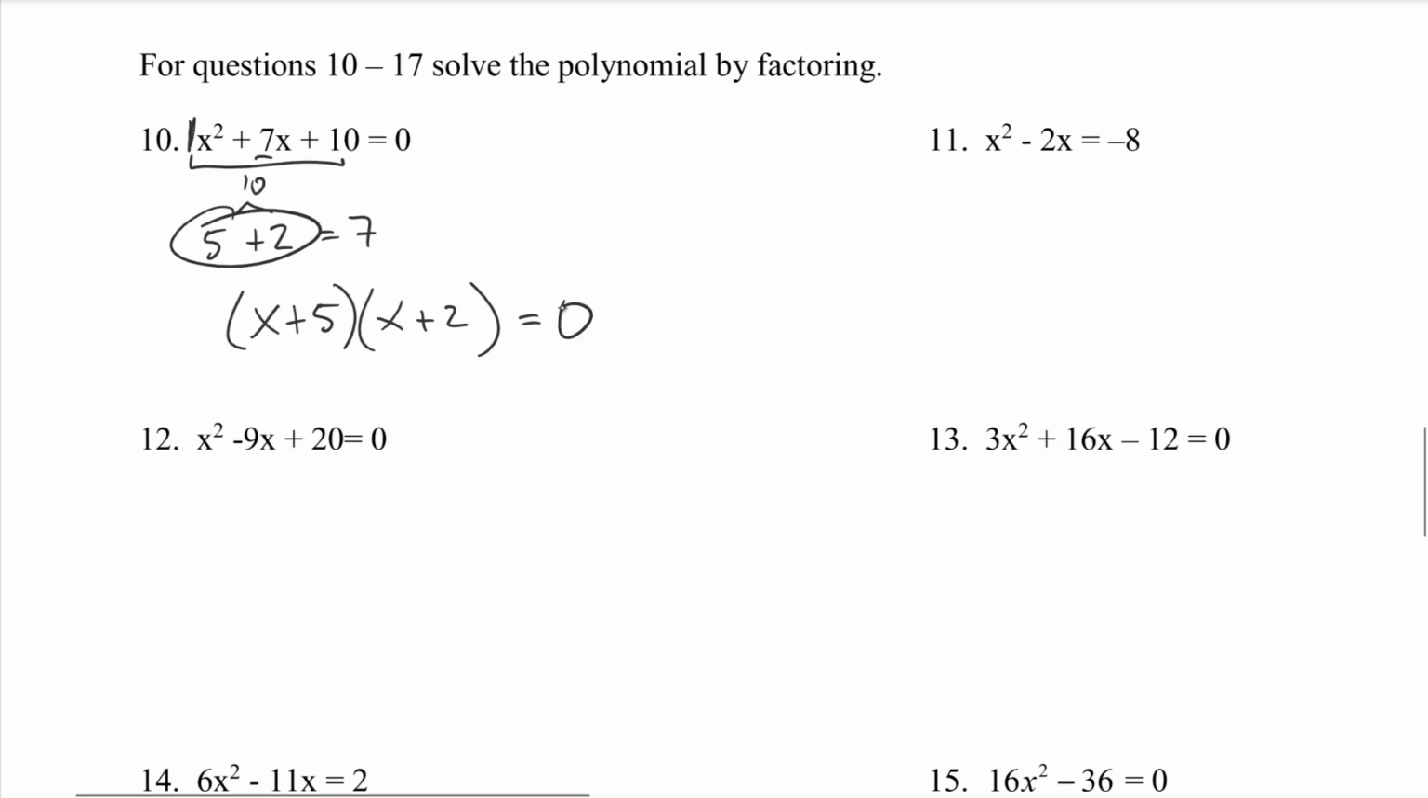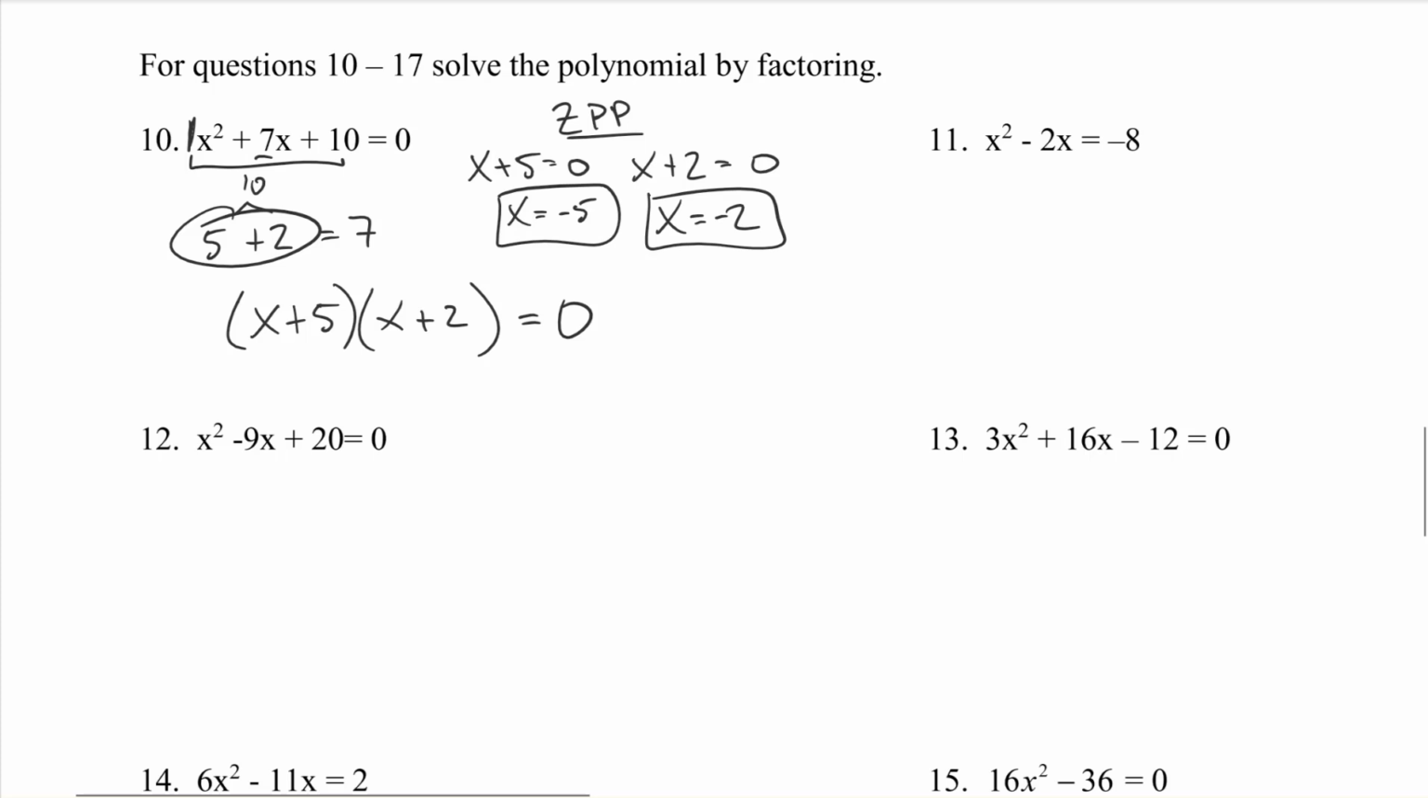So that equals 0. So then we use the zero product property. So x plus 5 equals 0. And x plus 2 equals 0. So x equals negative 5. And x equals negative 2.